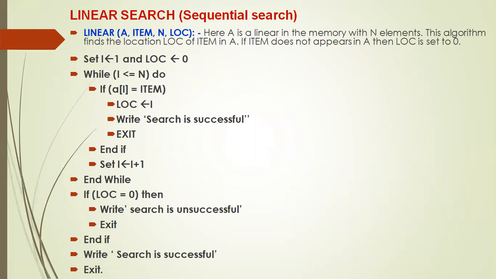10, 20, 30, 40, 50, 60, 70, 80, 90, 100. So your array has N value of 10. I want to check whether 40 is present or not. Let us trace that algorithm. I is 1, LOC value is 0, and 1 is less than or equal to 10, true. Compare: A1, what is there? 10. Is it equal to the item? Assume that I am searching for 40. So is A1 equal to 40? No, because A1 is 10, so equal to item is false.